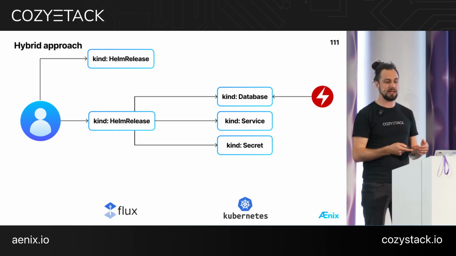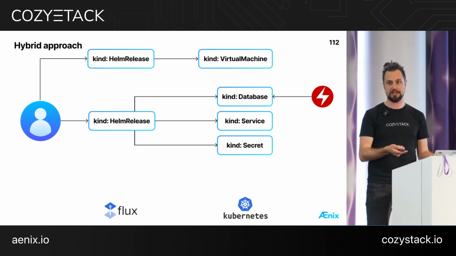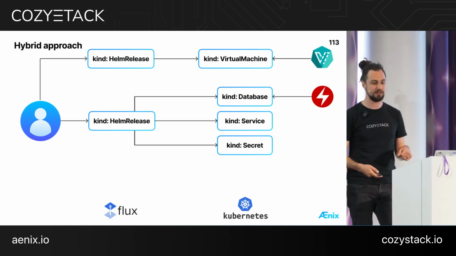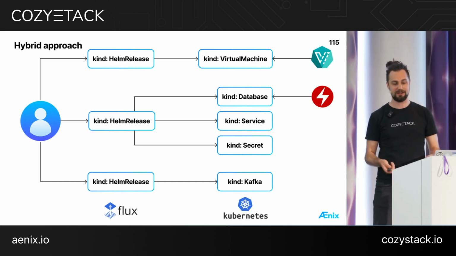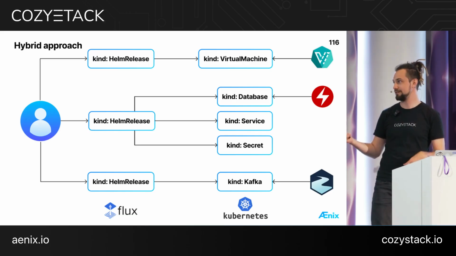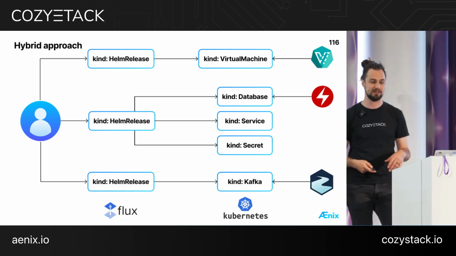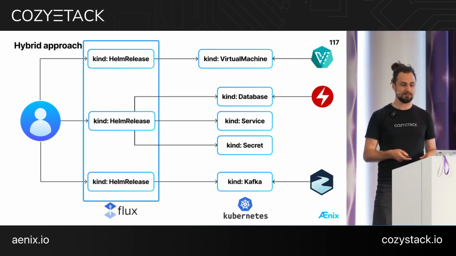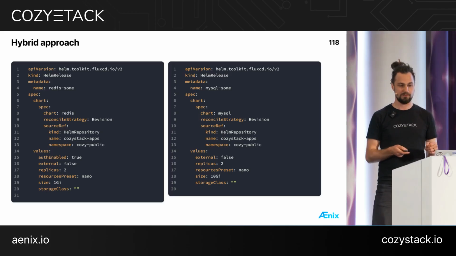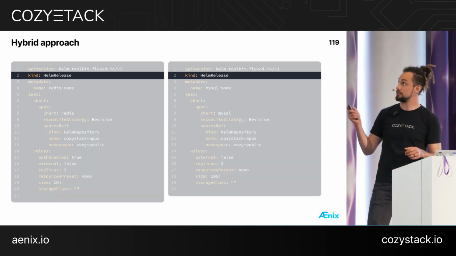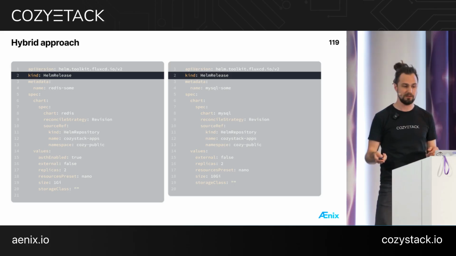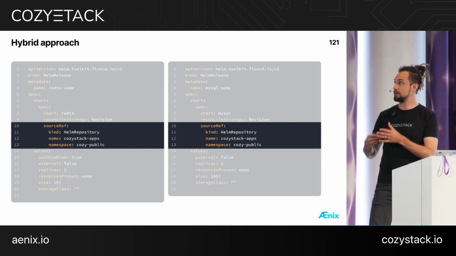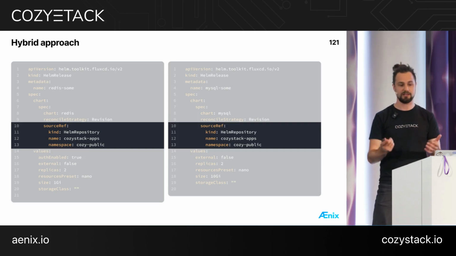If a user wants to deploy something, let's say a virtual machine, it also creates a Helm release, which then creates a virtual machine managed by KubeVirt. If a user wants to deploy Kafka, it creates a Helm release, which creates a Kafka resource, which will be managed by the Kafka Streams operator. This is how it works, but this is how it looks. We can see that those resources have the same kind. They have a different chart in their specification and some repository where they get installed from.